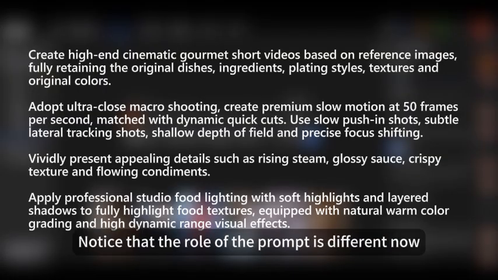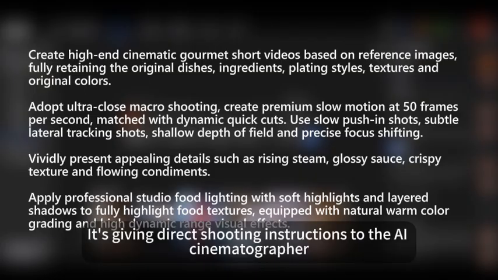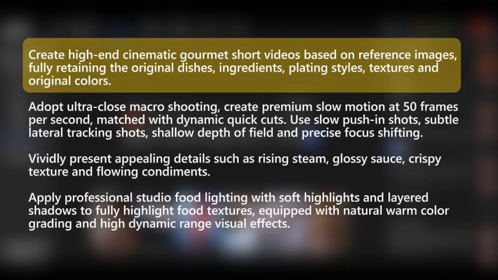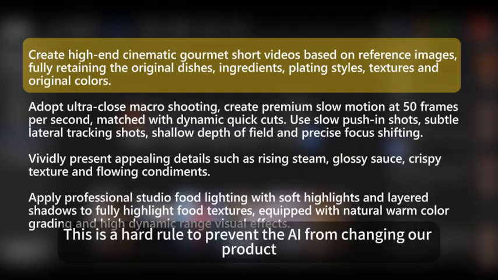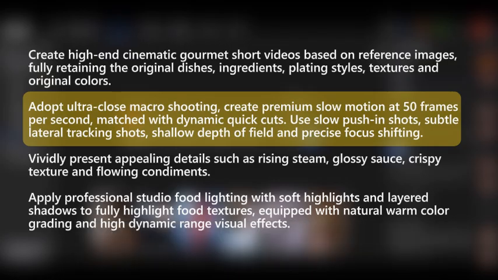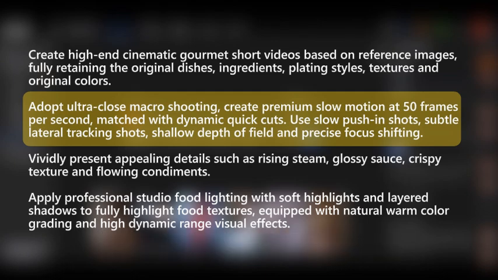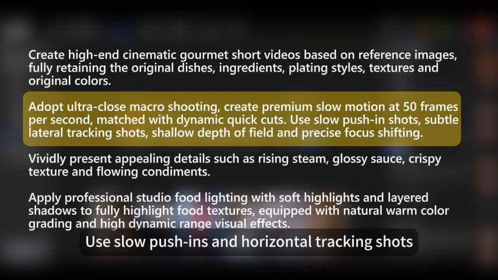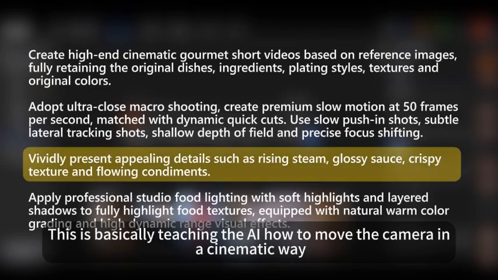Notice that the role of the prompt is different now. This time, it's giving direct shooting instructions to the AI cinematographer. The original dish must be fully preserved. This is a hard rule to prevent the AI from changing our product. Use ultra close-ups and premium slow motion combined with fast-paced editing. This defines the rhythm of the video, where to slow down and showcase texture, and where to speed up for impact. Use slow push-ins and horizontal tracking shots. This is basically teaching the AI how to move the camera in a cinematic way.